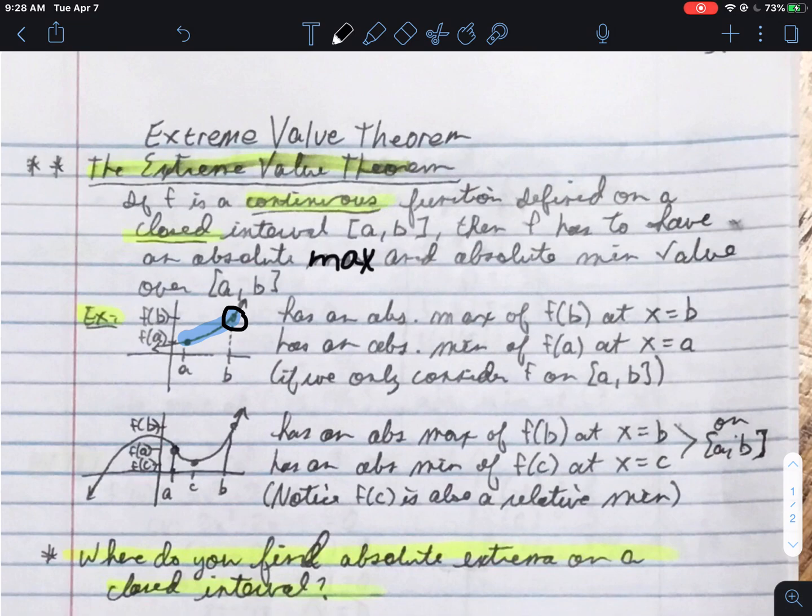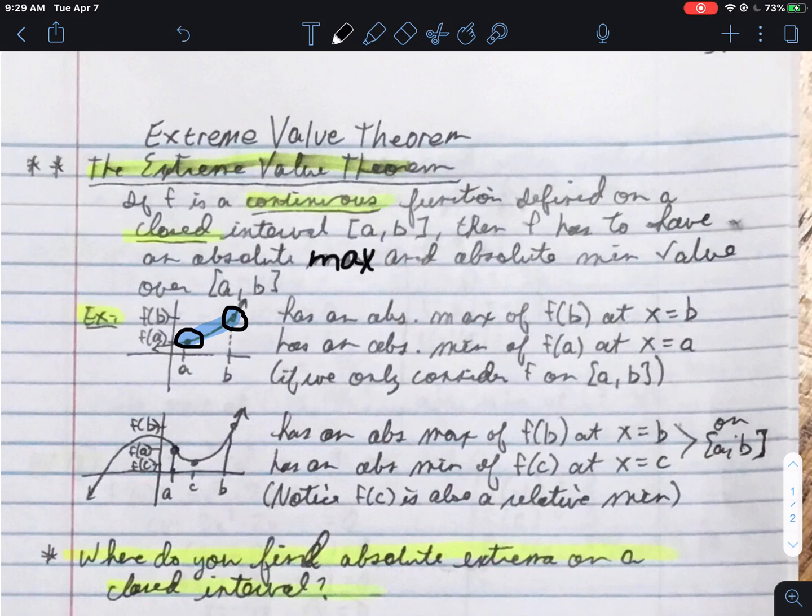It does have an absolute minimum value. It's right there at A. Now be careful in the wording here. I find this sometimes can be confusing if we're not careful on the language. Anytime we're talking about the value of the function, that's your y value. And then the x coordinate or the x value is the location of where that function value occurs.